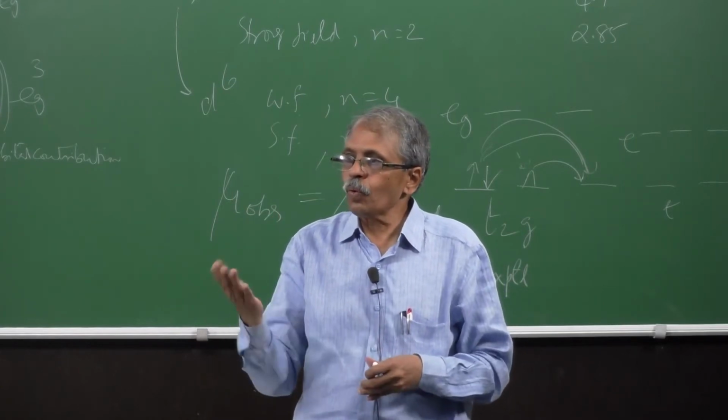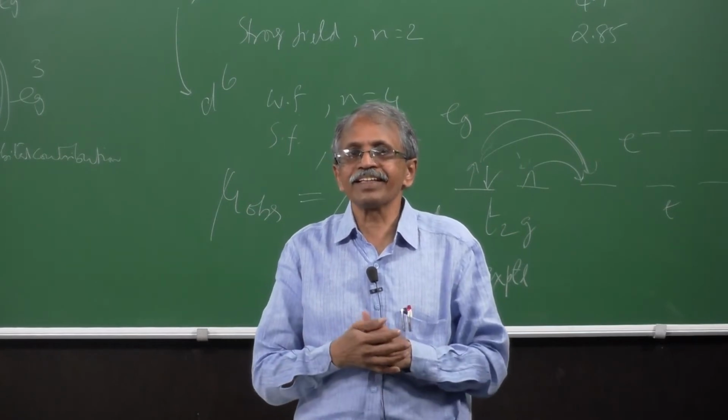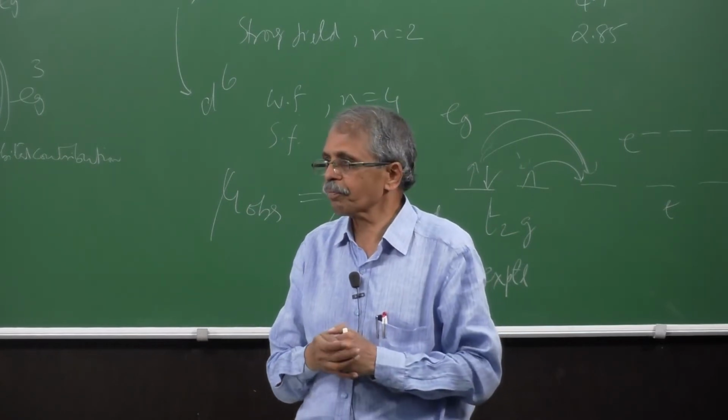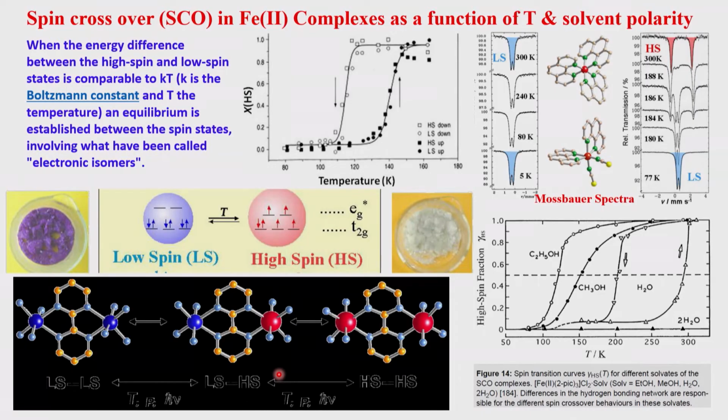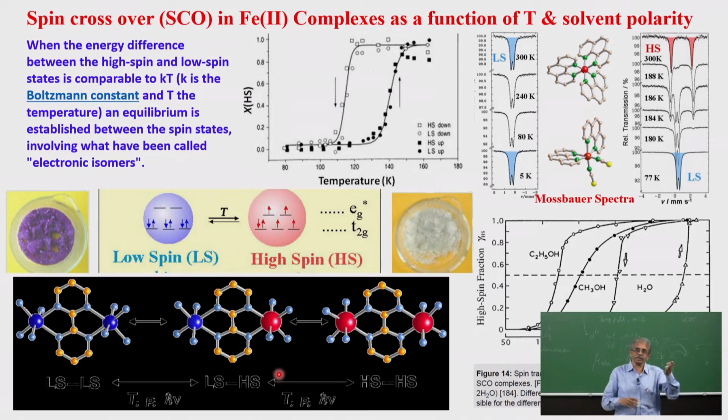Now can we go from one spin state to the other in the same compound? Yes, it is possible. If the energy difference between one spin state, let us say high spin, and the other spin state, low spin, or vice versa, is smaller as compared to kT, where k is Boltzmann constant and T is temperature, then you can have population of both. So these are nothing but isomers, but what kind of isomers? Electronic isomers.